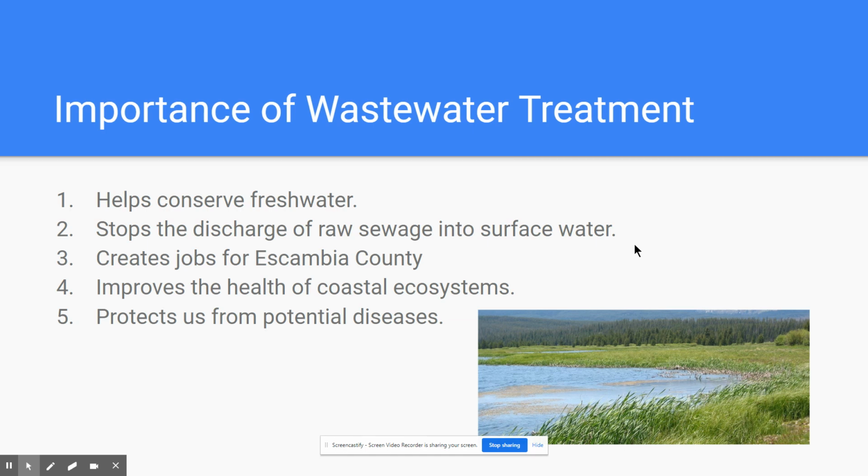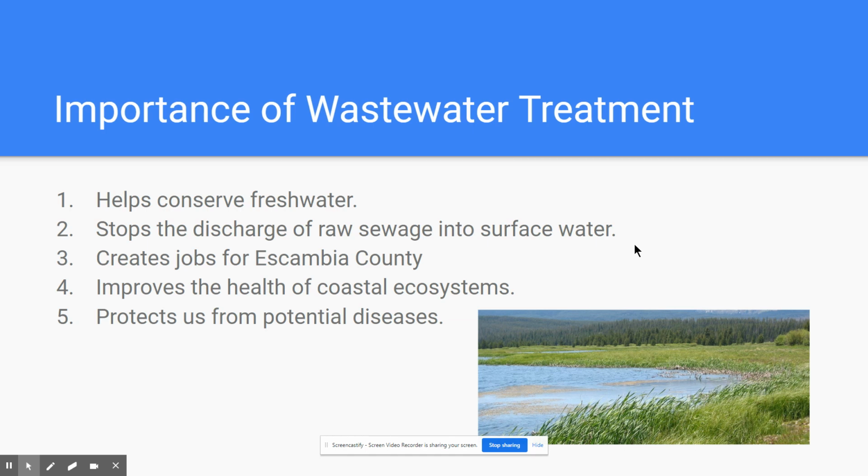That's not good. Number 3, you just saw that facility in Escambia County. That facility has created hundreds of jobs for our county. Now, some would say that working in a plant or a facility that treats nasty sewage water is not the best job, but it pays very well. It pays very well.